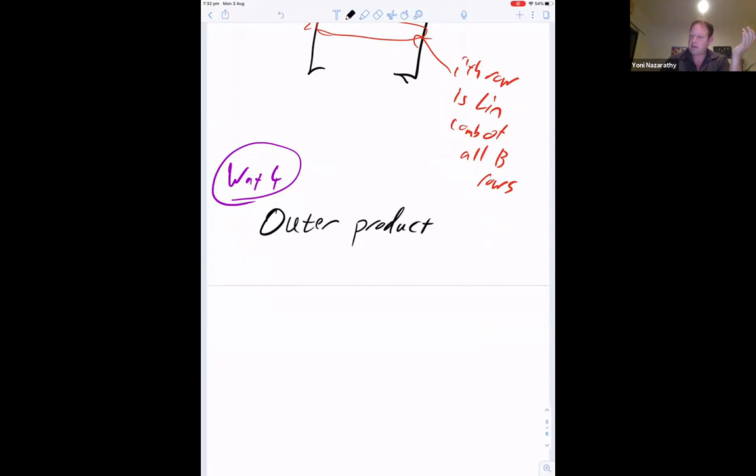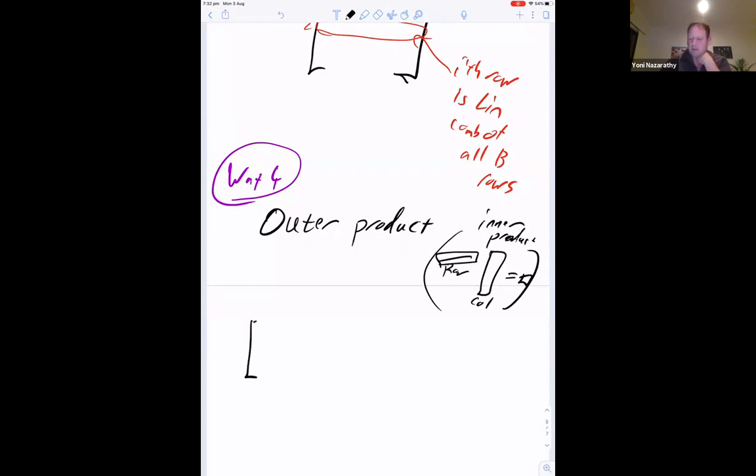Remember, this is the inner product: row times column equals number. Outer product is column times row. Let's say that this column is n by 1 and this row is 1 by n. What's going to be the dimension of the resulting matrix if I just do this column times row? n by 1, 1 by n. What's it going to give me? n by n. I'm going to get a big matrix.